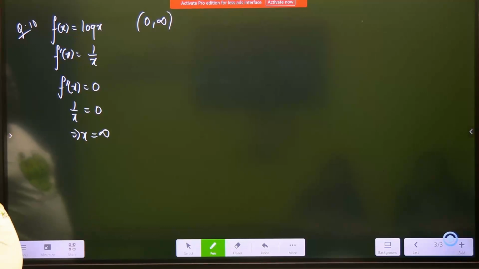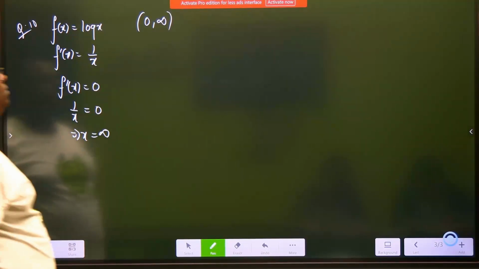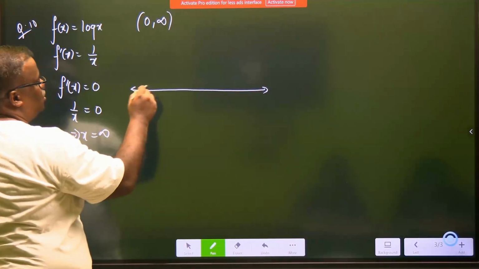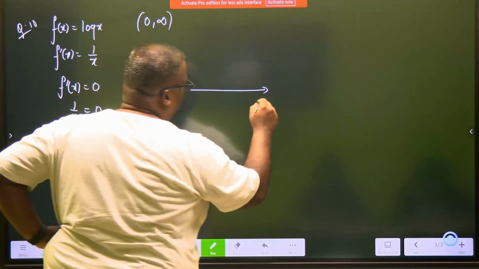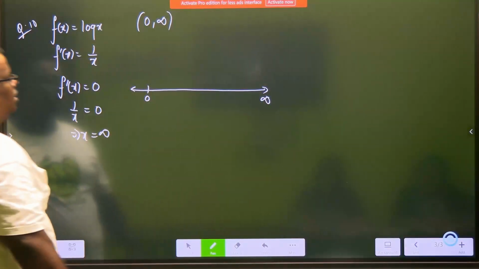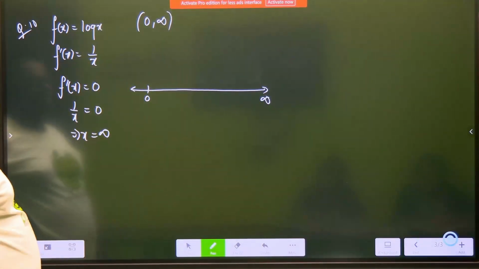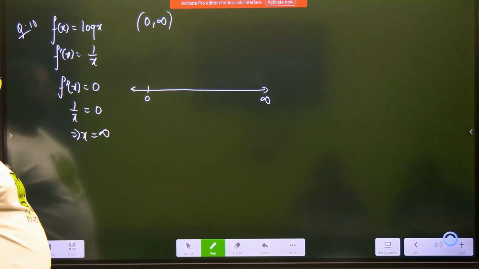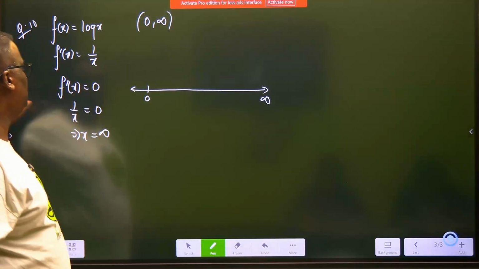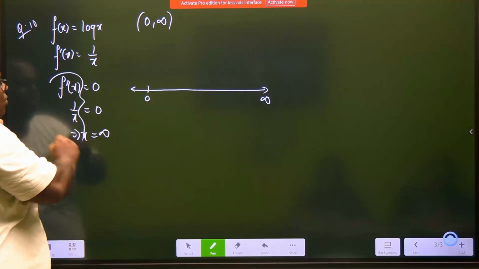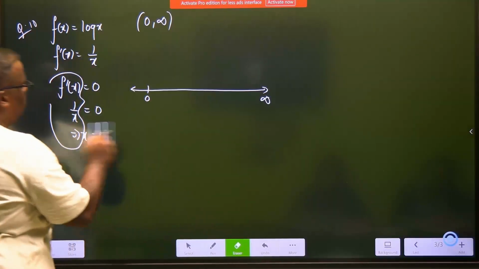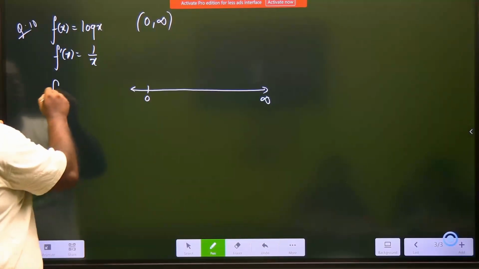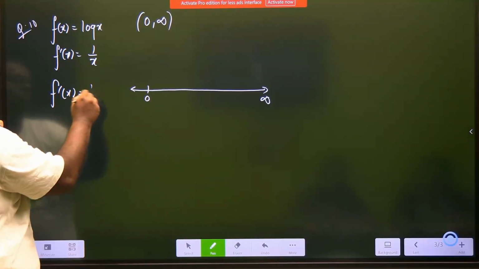Now you have to prove that in this interval 0 to infinity, you are not touching anything. Obviously the function is 1 by x. So you need not do it as equal to 0. You just find out what this value is. See, here we need not do the critical points at all. We will just find out what f dash x is. F dash x is 1 by x.